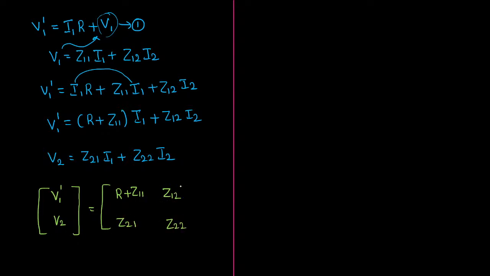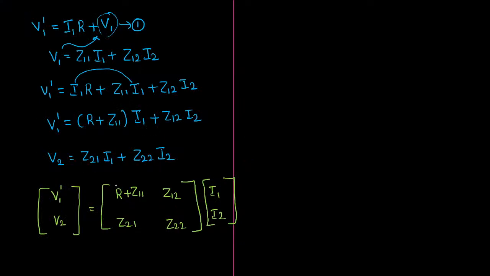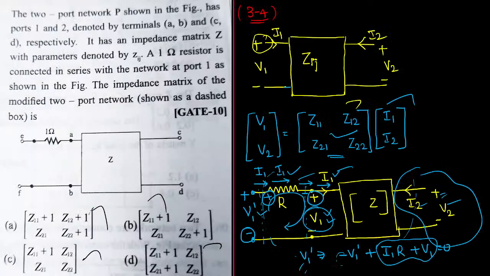That's all. I think the value of R is given, right? The value of R is 1 ohm. Yes or no? I think it is, yeah, it is 1 ohm only. Just substitute that value here, you will get the answer. So it will be 1 plus Z11. That is the new value.